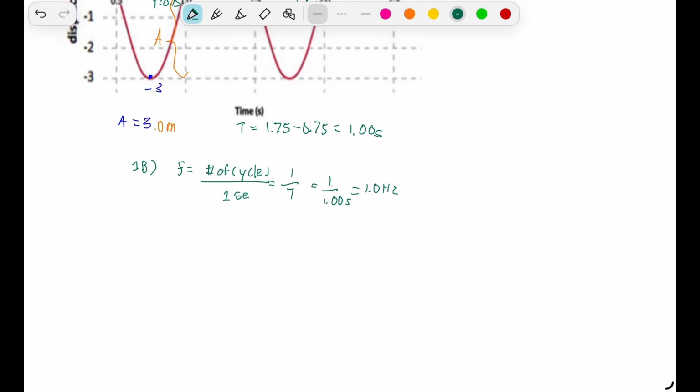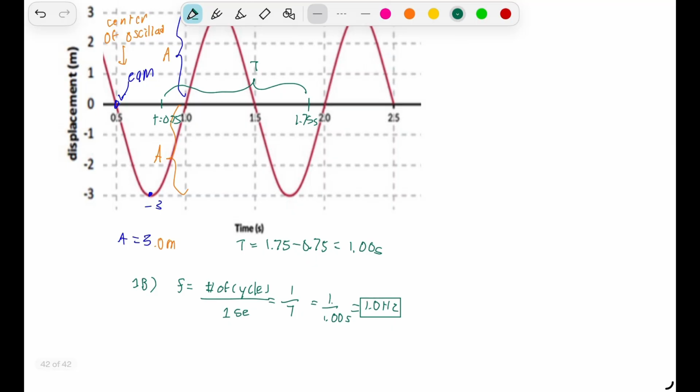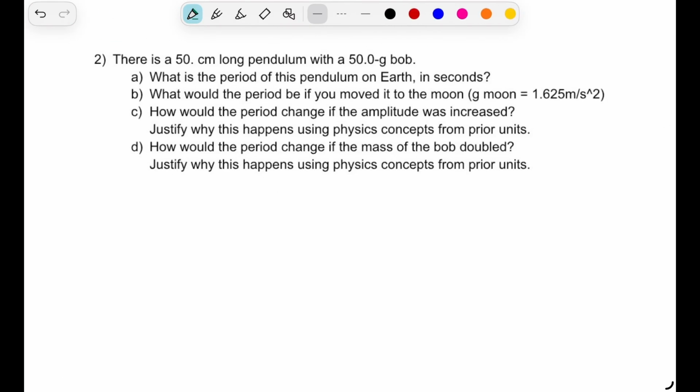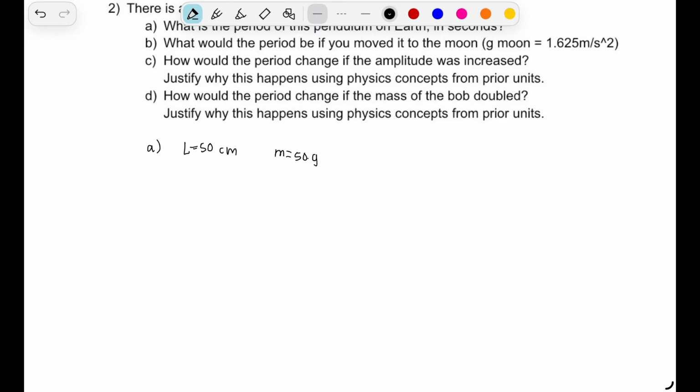Now, let's move on to our second question. There's a 50 centimeter long pendulum with a 50-gram bob. What is the period of the pendulum on Earth in seconds? So here we're given that our length is 50 centimeters, and we're given that our mass is equal to 50.0 grams. Now, with the pendulum formulas, you need it to be in SI units, not in these units.